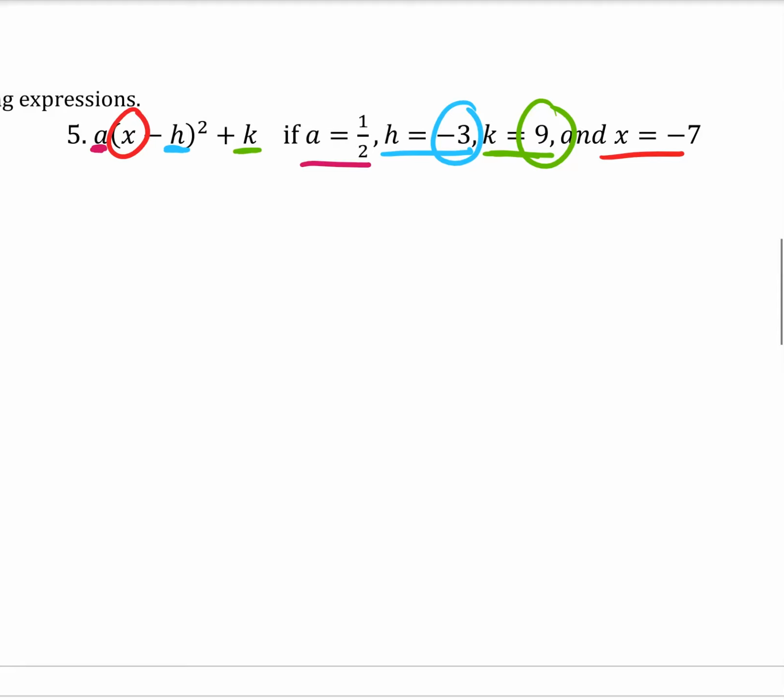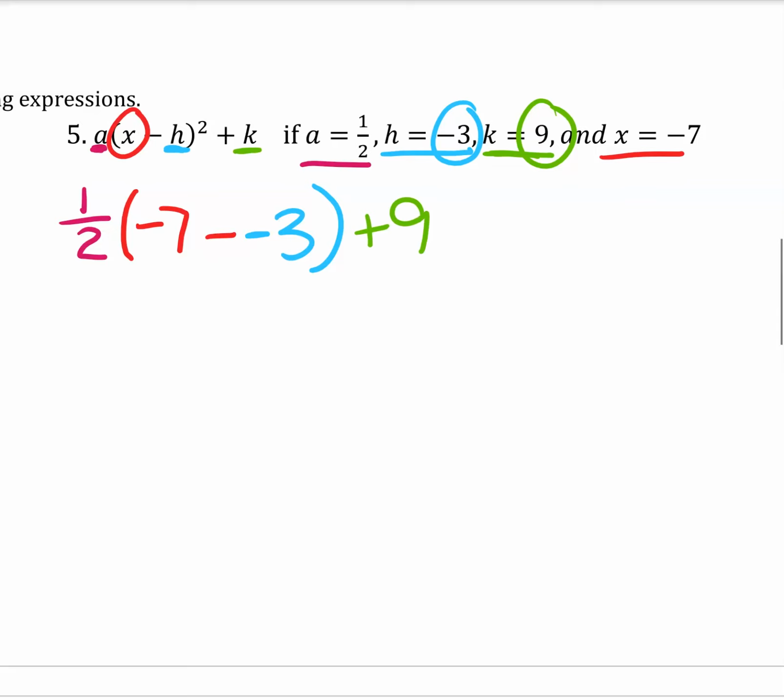So I'm going to plug in what I have. The first thing I see is the pink, so I'm going to put 1/2 for a. I'm going to keep all the parentheses. There's a parenthesis right there where x is, so I'm going to put parenthesis, -7, minus. Now see how I put minus? Even though I see that h is a -3, you always take the sign with you. I know that looks gross right there, but I will deal with it in a second. And then plus k, so plus 9.